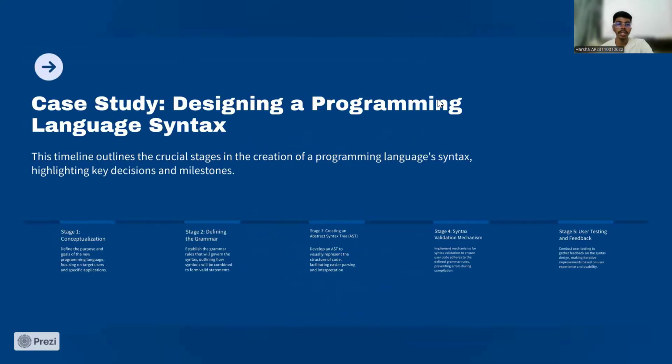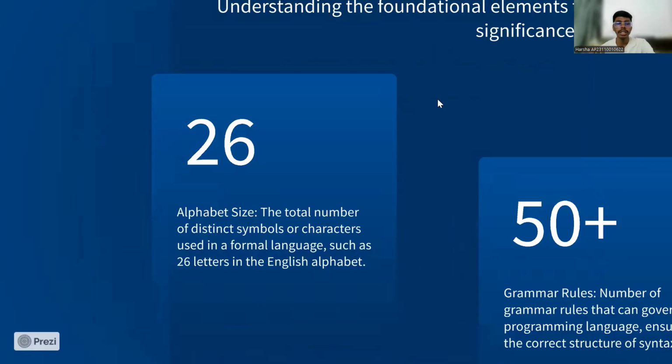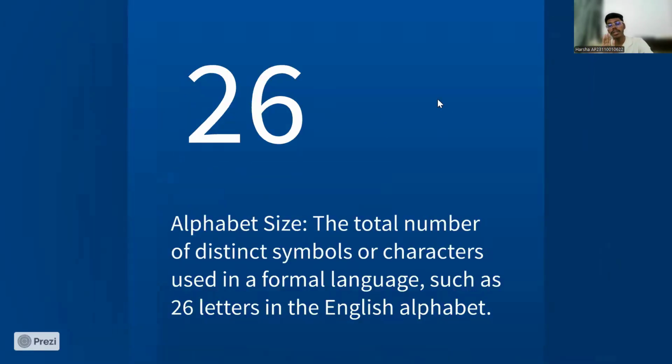So this is the case study: designing a programming language syntax. And the next one is key components of formal languages. Here, understanding the foundational elements that structure programming languages and their significance in syntax design. So the first one is the alphabets. Alphabet size: the total number of distinct symbols and characters used in the formal language, such as 26 in the English alphabet. So, a set of symbols.